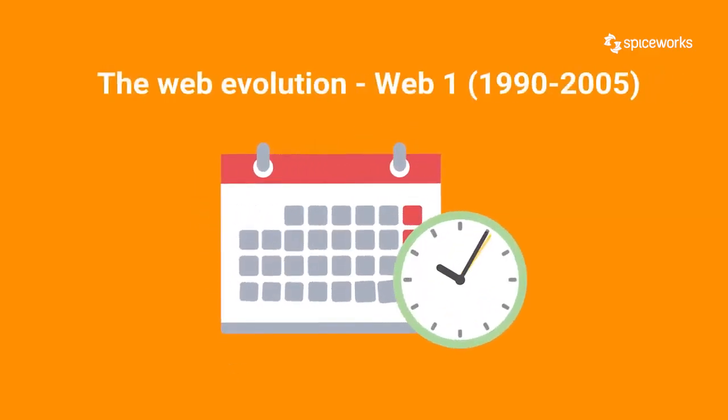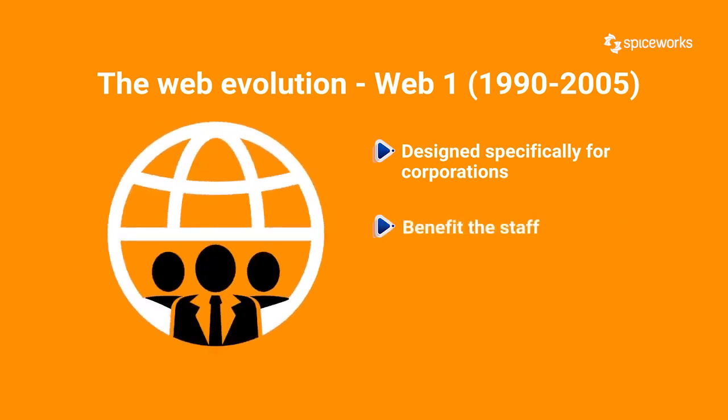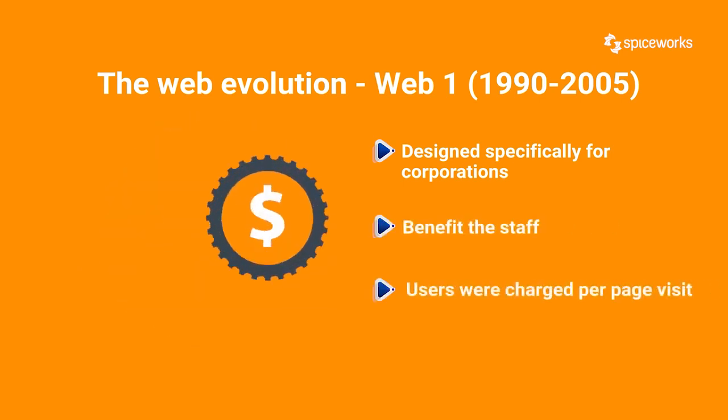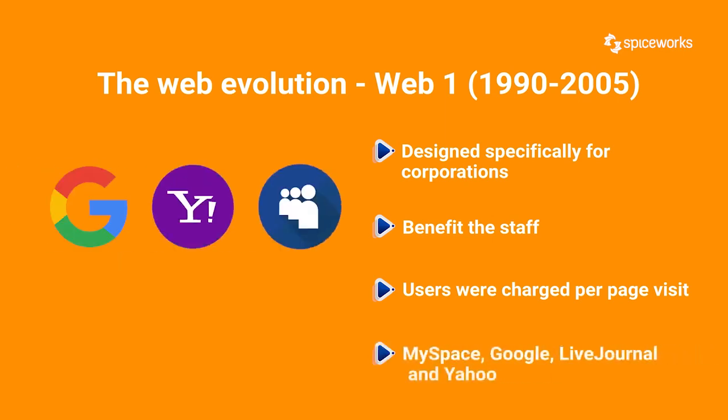The first version of the Internet, also known as Web 1, was designed specifically for corporations rather than individuals. Just a few folks understood how to gain proficiency. Most significant firms engaged computer professionals to manage the Internet and execute its use to benefit their staff. It's worth noting that the users were charged based on the number of pages they visited. Some examples of Web 1 are MySpace, Google, LiveJournal, and Yahoo.